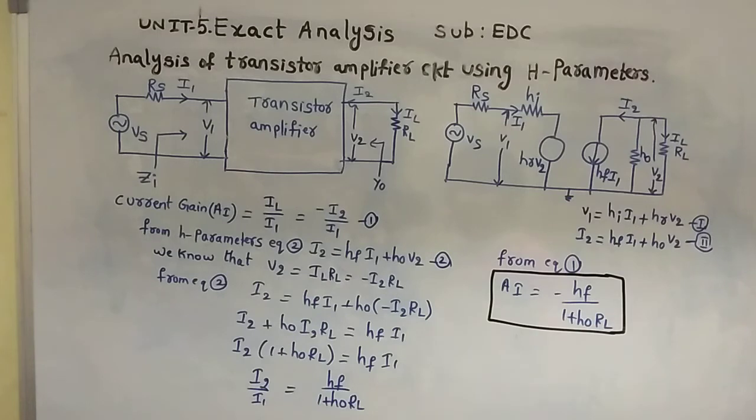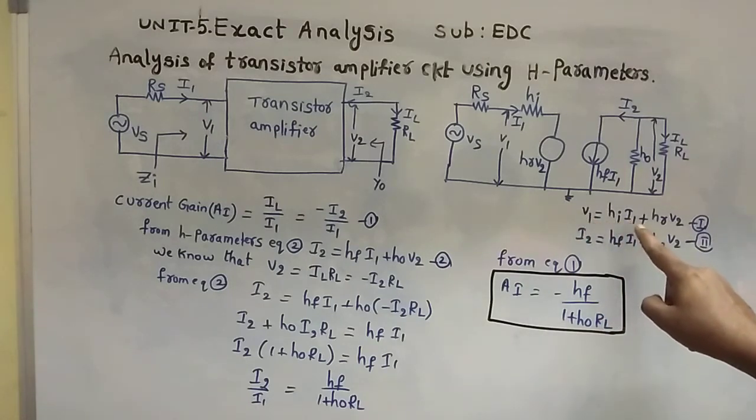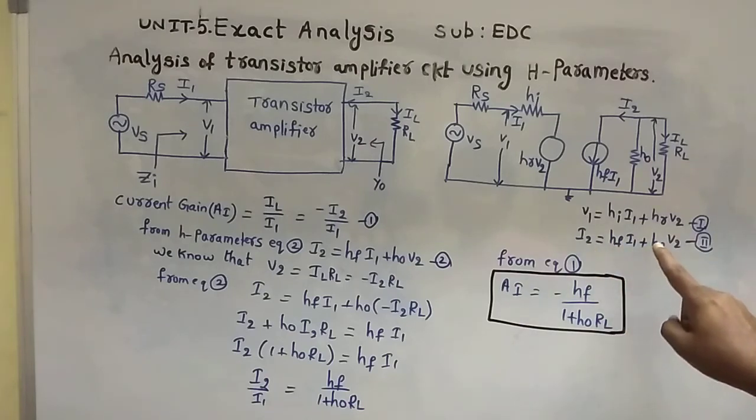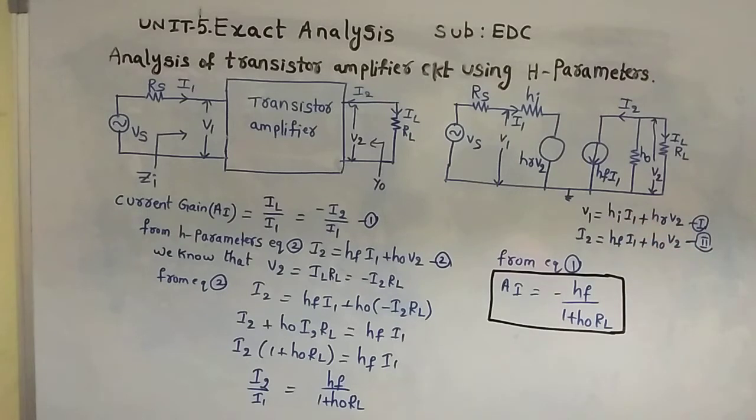Before discussing those parameters, we have two hybrid parameter equations. One is V1 = HI I1 + HR V2, and the other is I2 = HF I1 + HO V2. These two formulas you have to remember, compulsorily. Based on these two formulas, we can derive all the parameters.